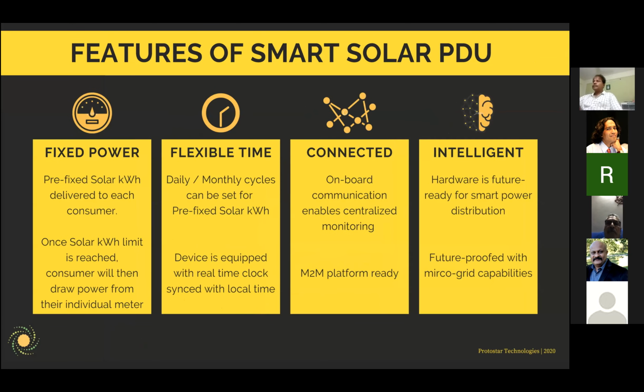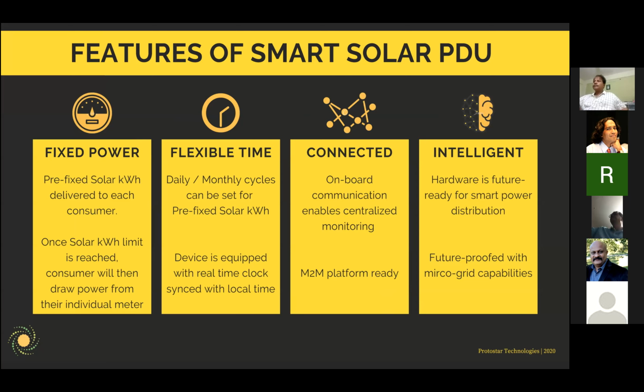So what are the features of this device? The device basically gives prefix solar kilowatt hours delivered to each consumer. No one can cheat the system. Only when they finish that 100 units, or whatever the set units are for your particular project, is when they switch on to MACB. They cannot go over. So if, for example, this limit is 100, they cannot use 150. The system will not allow that. It's not possible, right?